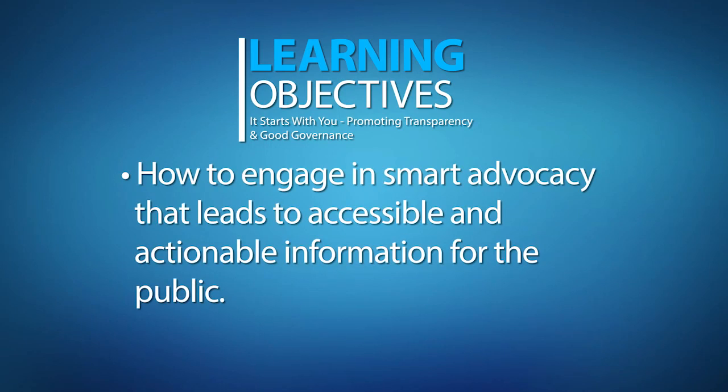Second, how to engage in advocacy to promote both transparency and good governance. Smart advocacy requires development of strategies that will not only result in more transparency and integrity on the part of government, but also a greater level of citizen involvement in public affairs. The goal of transparency should be to generate easily accessible and actionable information for the public. And the more citizens know about the workings of their government, the more they can hold their leaders accountable for their actions on their behalf.